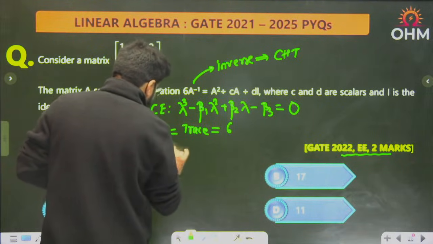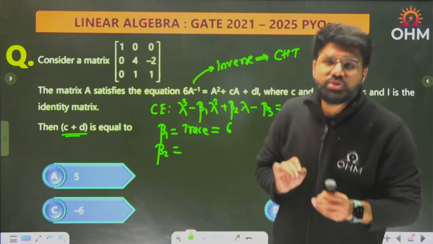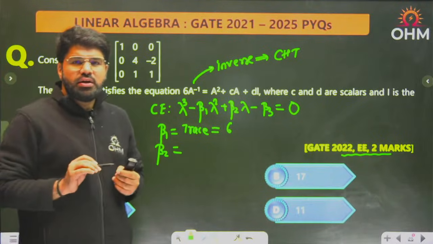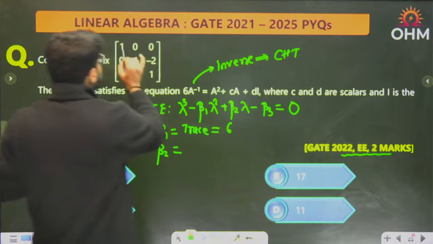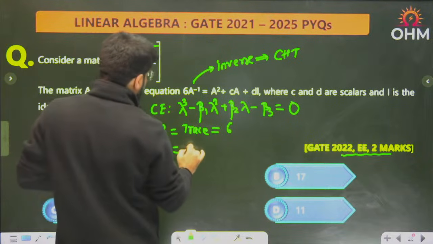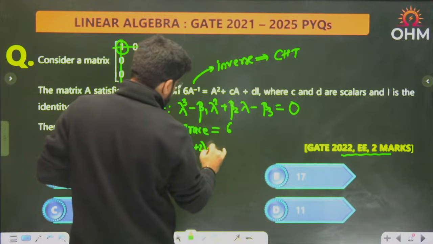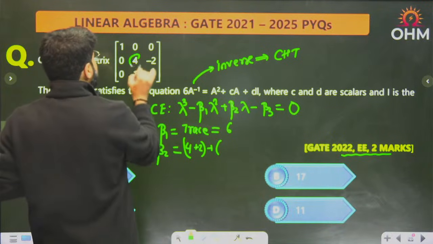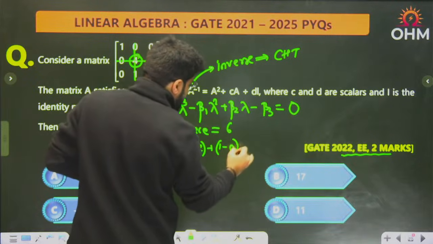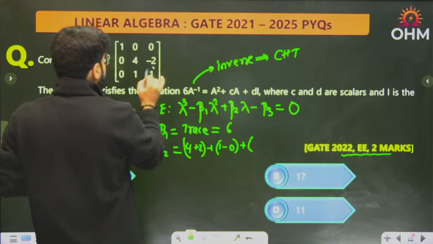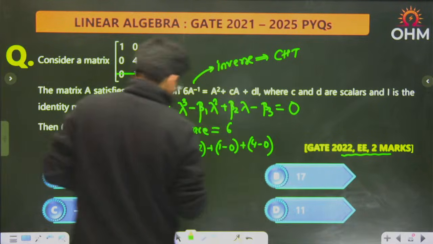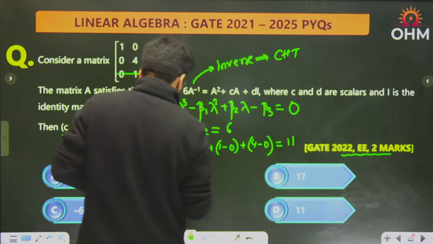Now beta 2, listen to me. Beta 2 is known as the sum of the minors of diagonal elements. This is the first diagonal element. What about its minor? I'll delete its row and column. What is left? 4 minus minus plus 2. This is the first one. Then the second diagonal element is A22. Delete the second row, second column. What is the minor left? 1 minus 0. Then the third diagonal element: delete the third row, third column. What do you get? 4 minus 0. So the net answer is 6 plus 1 plus 4, 11. This is beta 2.